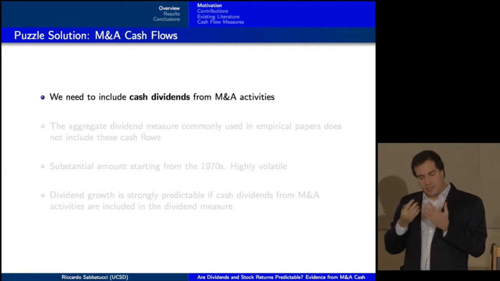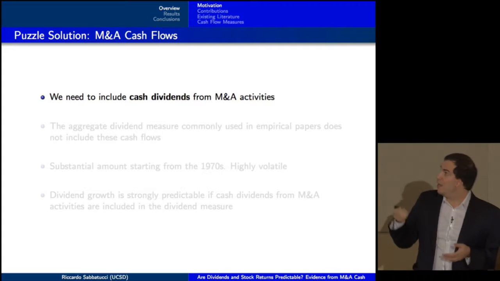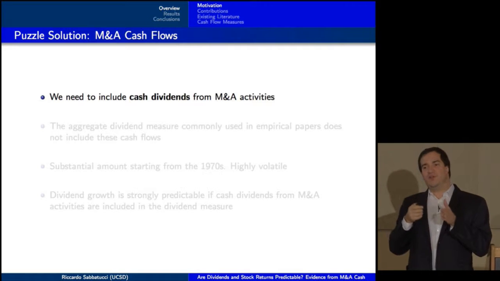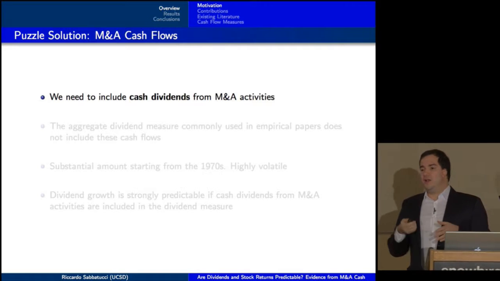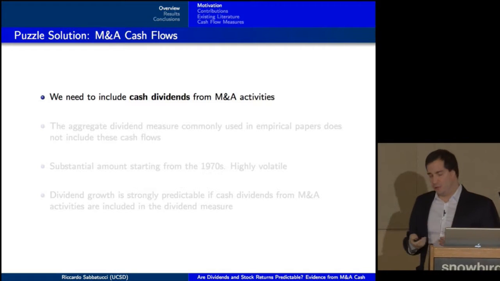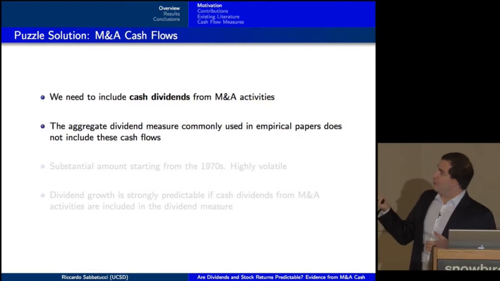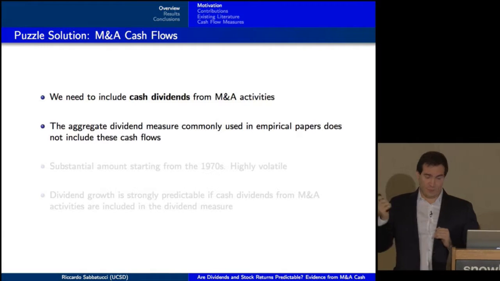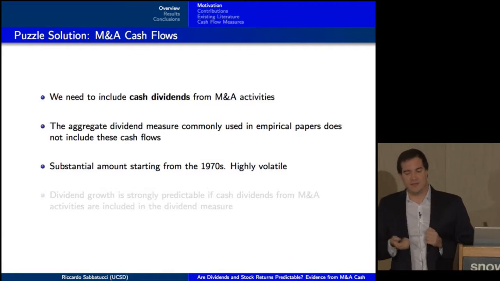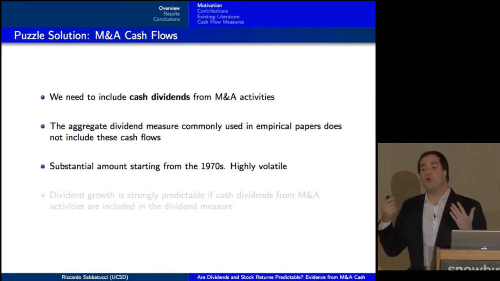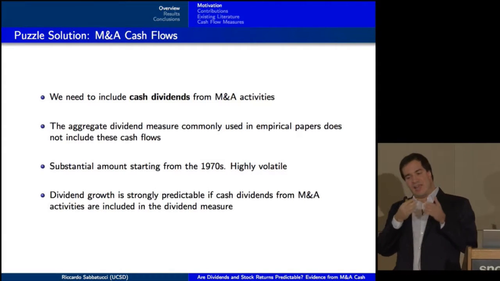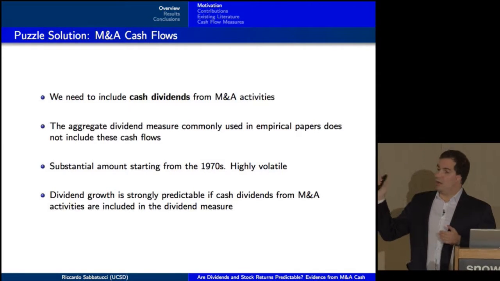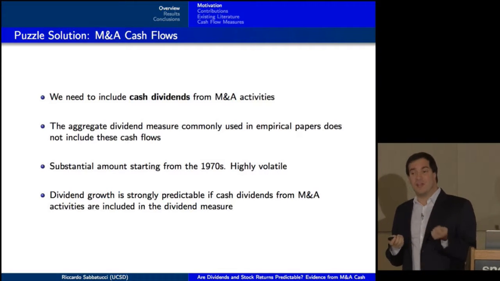In order to solve this dividend growth predictability puzzle, we should take into account cash dividends coming from M&A activities. That is cash that every single individual shareholder receives when the firm he owns gets acquired by another firm. The aggregate dividend measure that is commonly used in empirical papers does not include these dividends. Moreover, they are substantial in amount starting from the 70s, and they are more volatile than ordinary dividends. Once we include these cash dividends coming from M&A activities, dividend growth becomes strongly predictable. And this suggests that there is time variation in dividend growth.